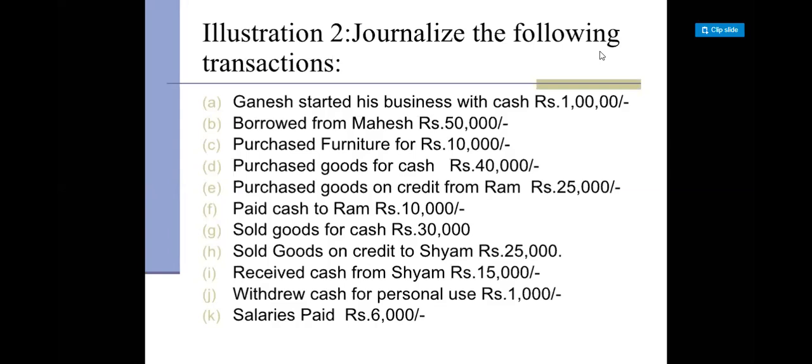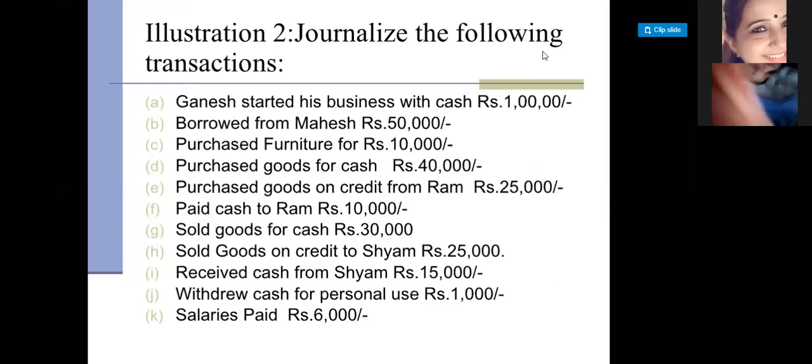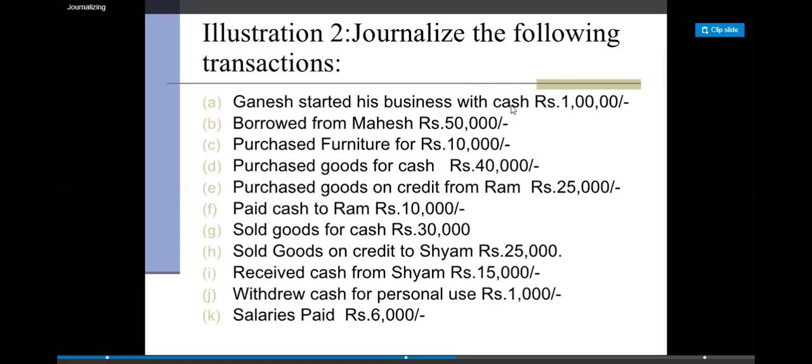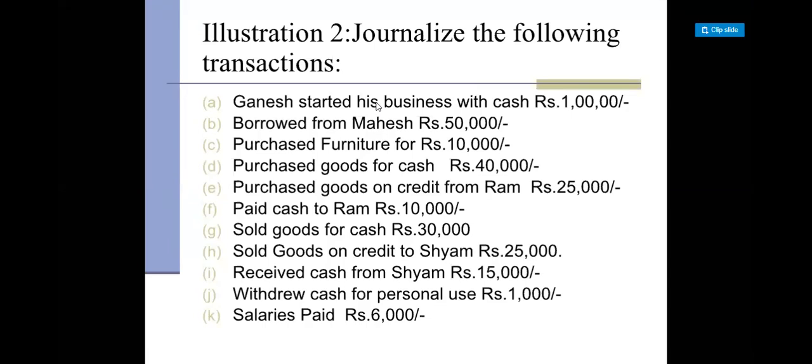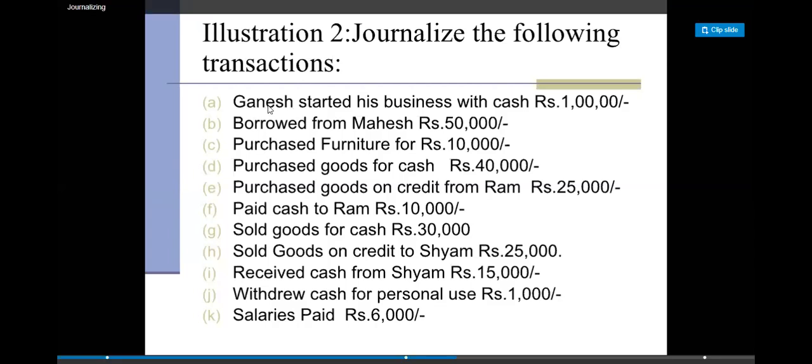You will write real and speak the rule: debit what comes in. Cash is coming into your business, so you write cash account debit. And Ganesh has invested in the business, so Ganesh is the giver of cash. So Ganesh's account will be credited. This is how you will evaluate this transaction.